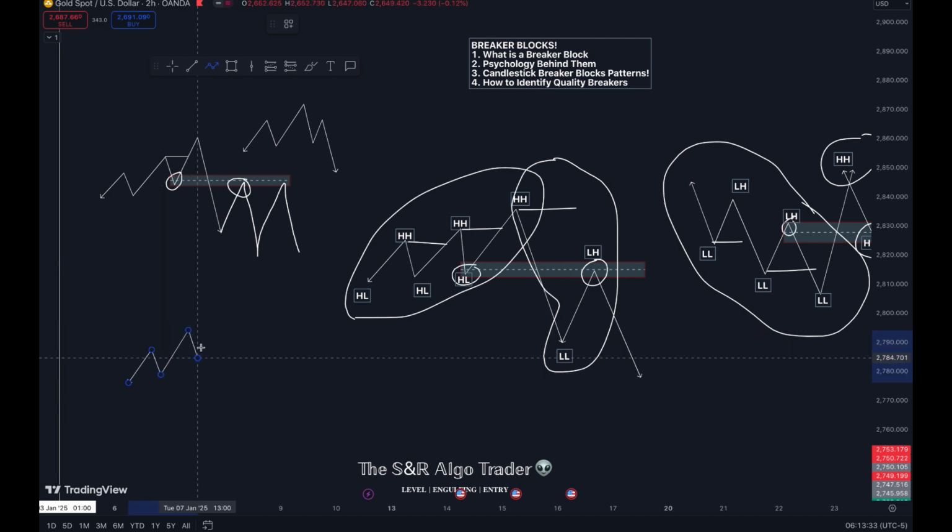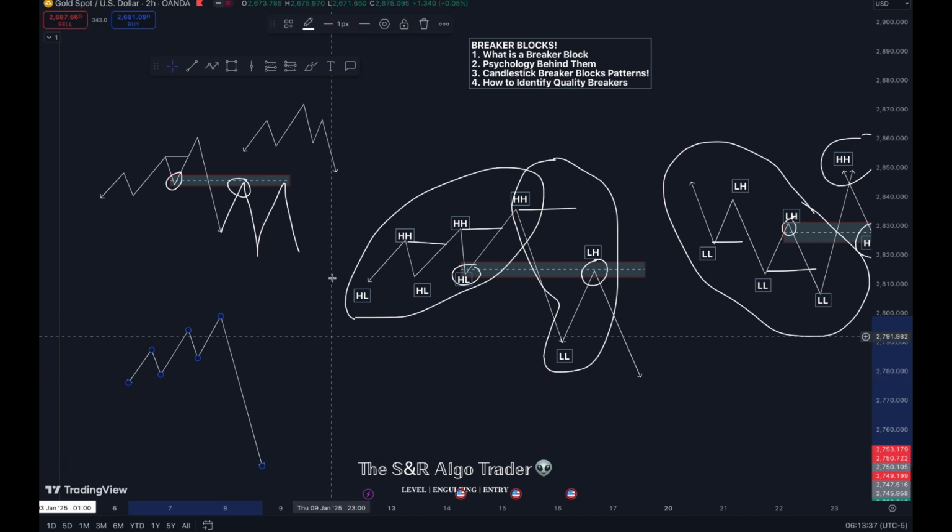Liquidity sweep, then a breaker forming. Like this, this is then a breaker forming. And the second one is a breaker block between a liquidity void. A liquidity void is the momentum price takes to break the other block that becomes the breaker block.